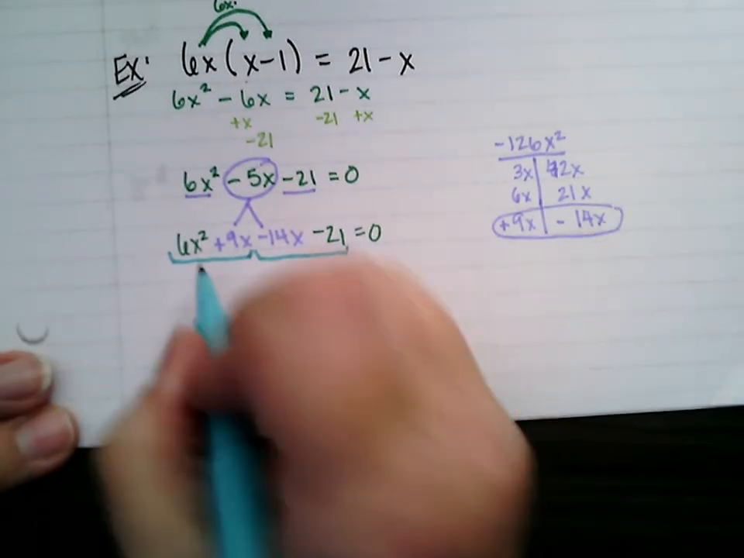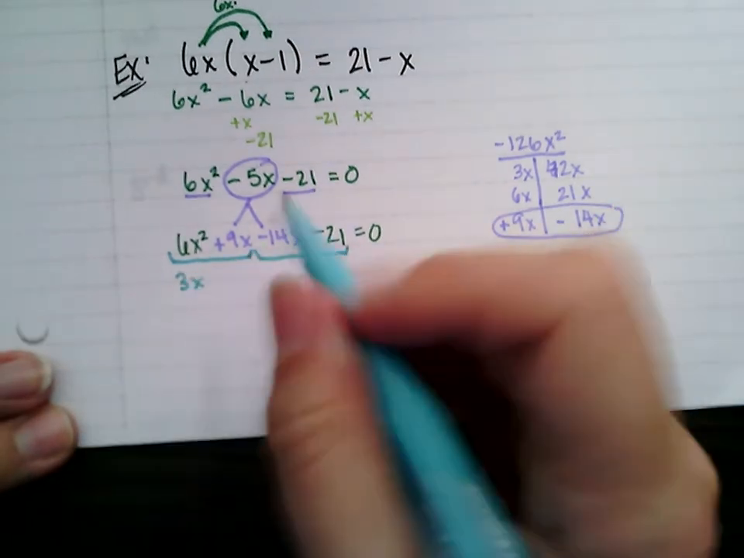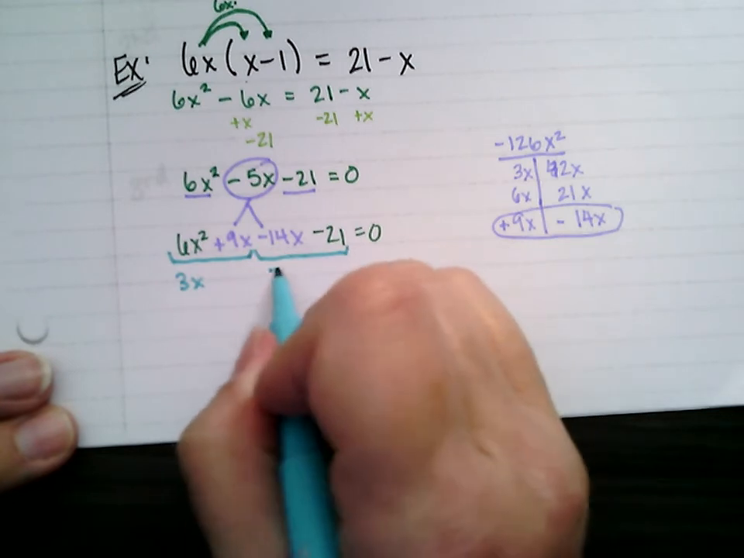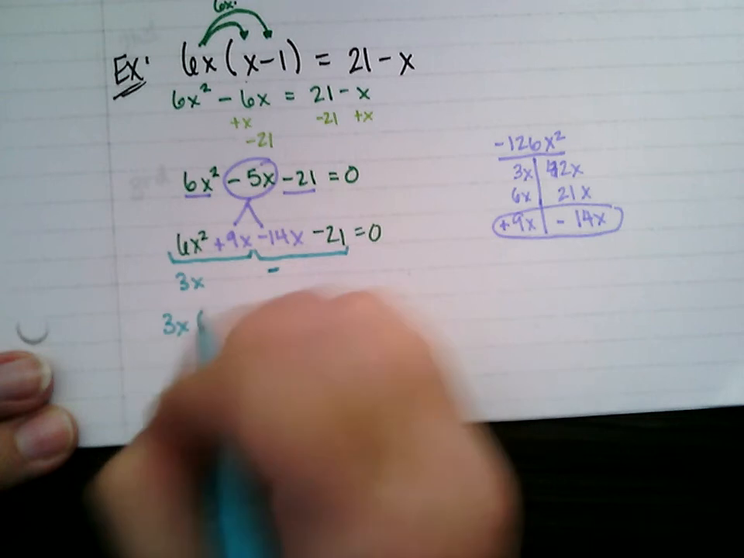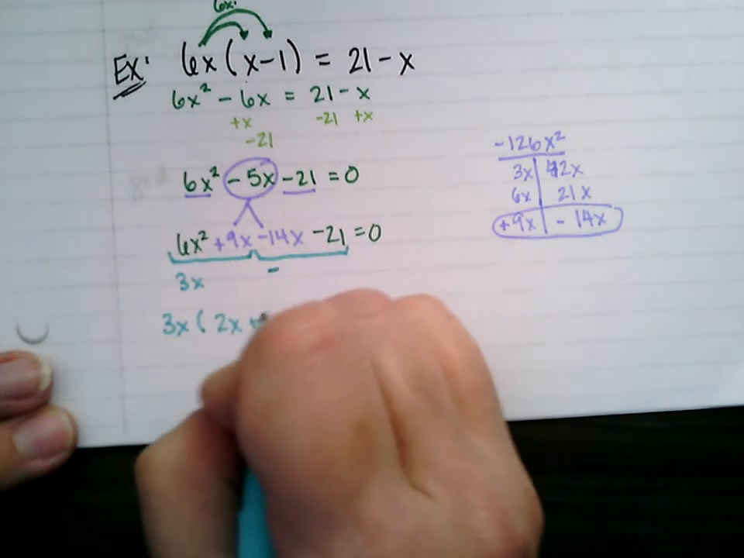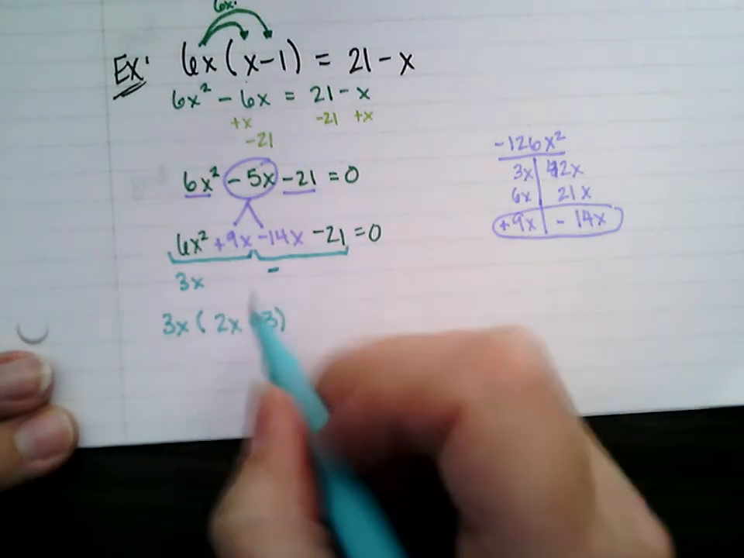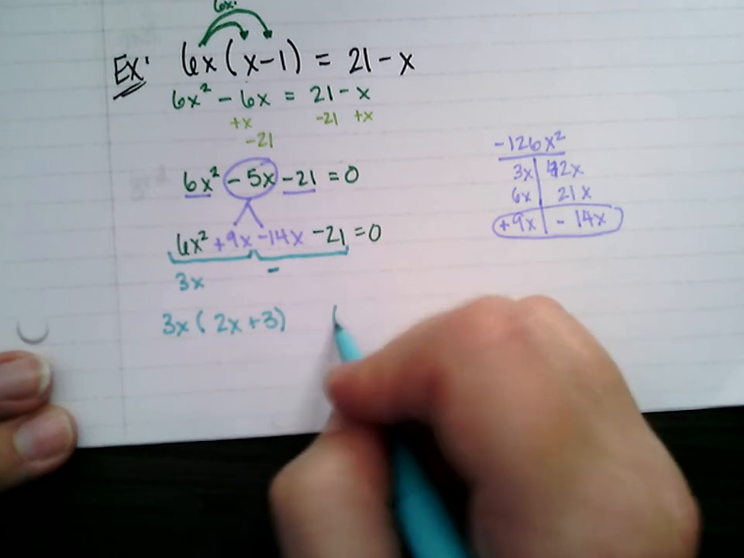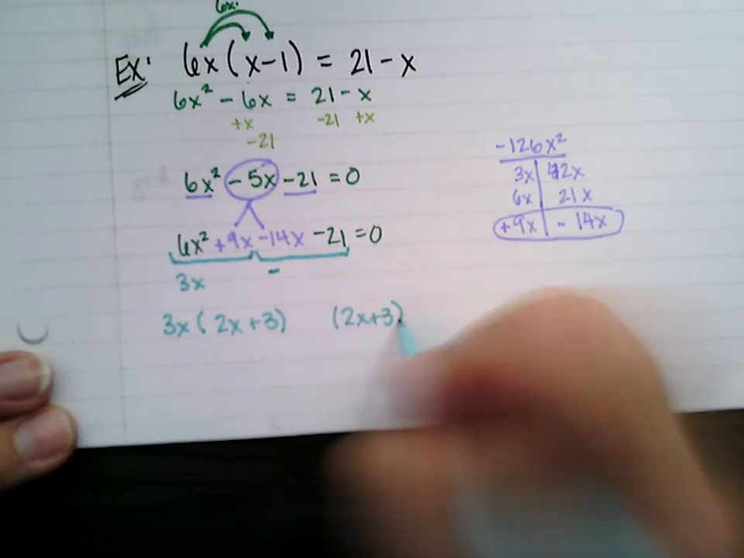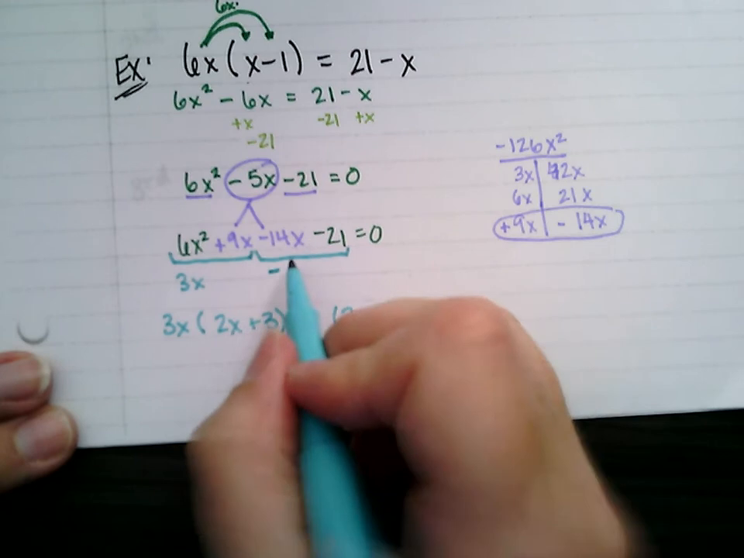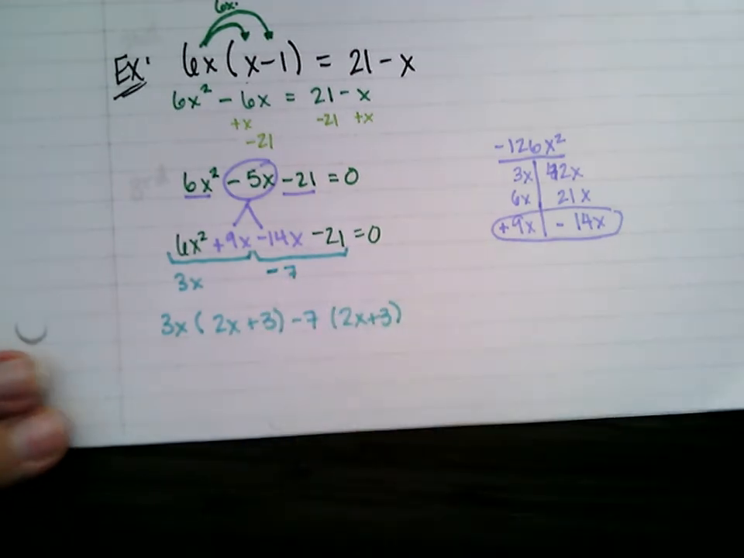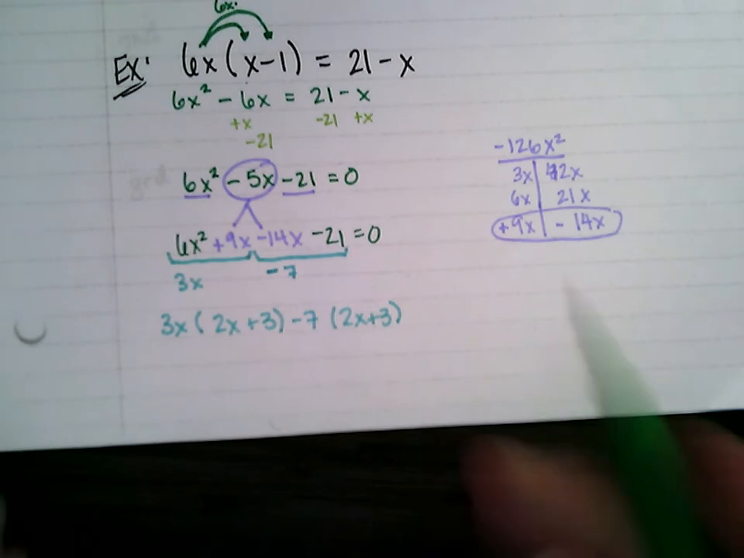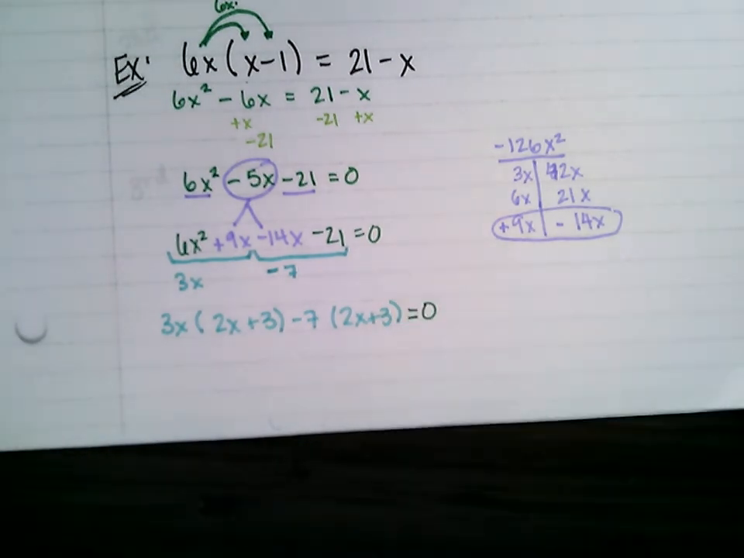Out of that first group, I can factor out a 3x. In the second group, I know I'm going to have to factor out something negative because it started negative. So let's just go with 3x here. That'll leave me 2x plus 3. And then I know this has to still match 2x plus 3, otherwise I can't factor it. So I'm going to have to divide out a negative 7. So 3x minus 7. So we got that going for us.